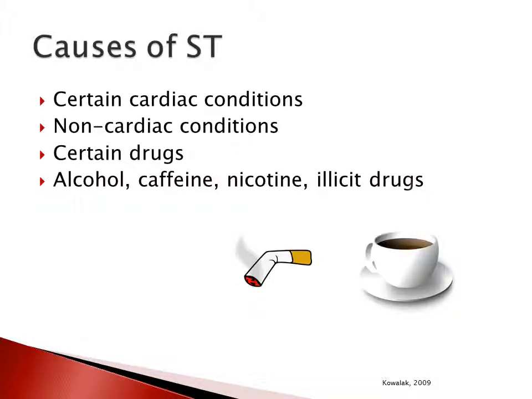So let's talk about the causes of sinus tachycardia. In addition to those causes that were discussed on the previous slide, sinus tachycardia can also be caused by certain cardiac conditions, including heart failure and cardiogenic shock, also pericarditis. Non-cardiac conditions including shock, anemia, respiratory distress, pulmonary embolism, sepsis, and hyperthyroidism, and certain drugs such as atropine, dobutamine, epinephrine, and amphetamines. If the patient is using alcohol, caffeine, nicotine, or illicit drugs such as cocaine, that can also cause sinus tachycardia.